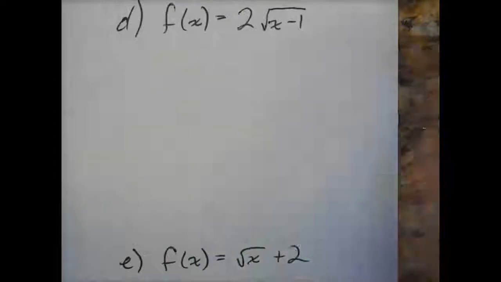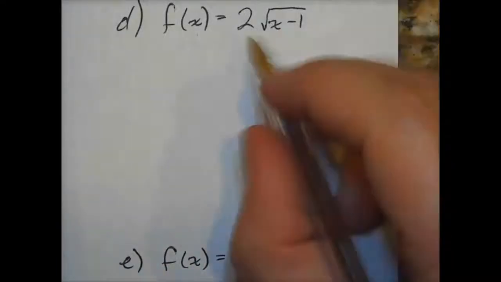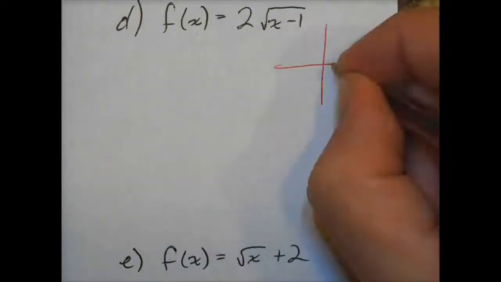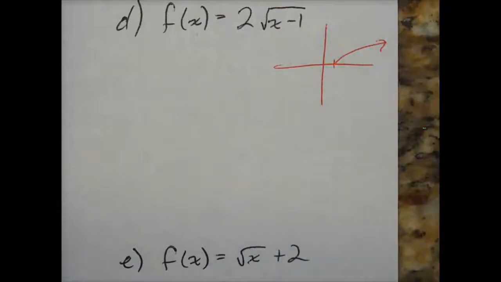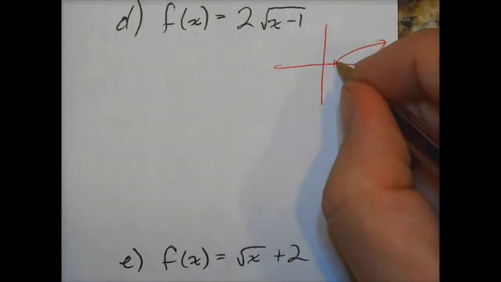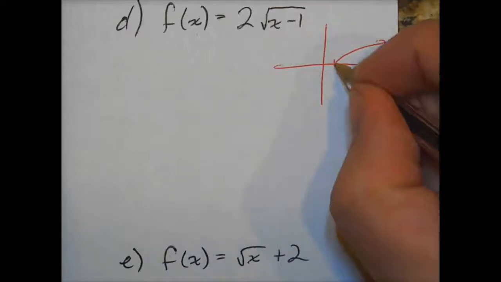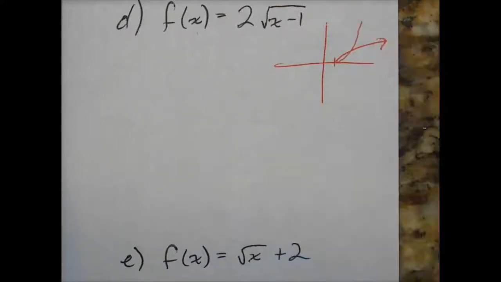Let's see another one where we do it again. So we have f of x equals 2 times the square root of x minus 1. So we are multiplying the y's by 2 and moving it to the right 1. So we would have something like that. So notice again, I only have the positive side of the parabola. I only want the positive side such that it will reflect over the line, something like that.